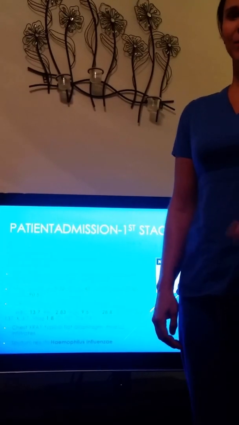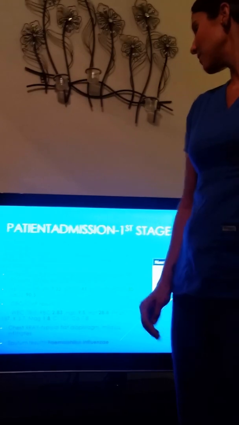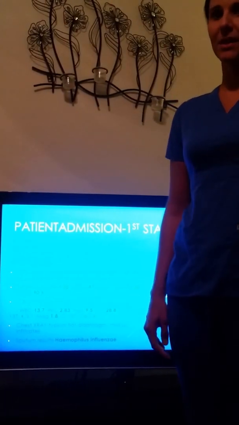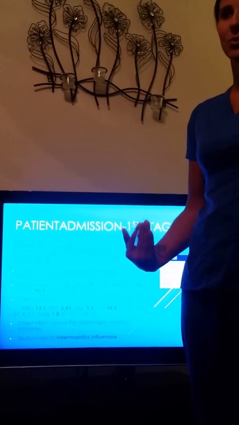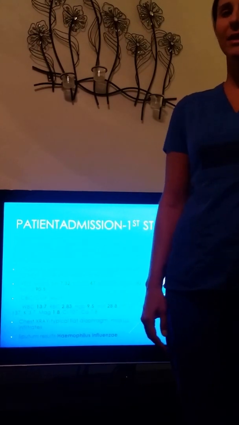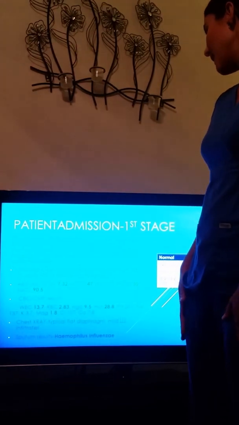So I'm going to be doing the 3 stages of a patient with COPD. When a patient has an exacerbation, they're typically going to come into the ED. On admission, he's going to complain of shortness of breath. He's going to say he has had a cough for the past few days. He's had an increase in sputum production.